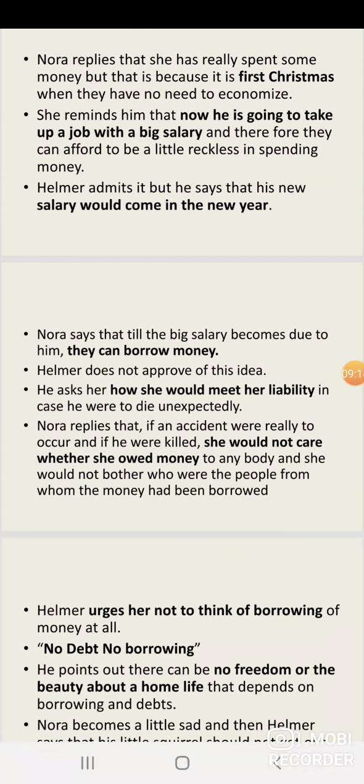But Helmer now doesn't approve of Nora's idea of spending much money. So he asks her how she would meet her liability in case he were to die unexpectedly. He asks her what she will do and how she will manage herself if accidentally or by chance he dies unexpectedly. Then how she will maintain the family.